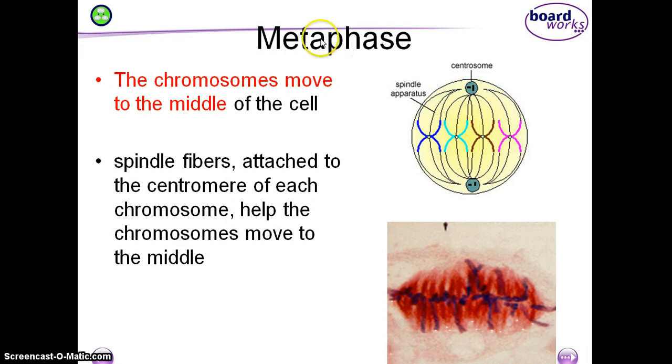Then what happens is metaphase, and the chromosomes move to the middle. So under your metaphase flap, write this and draw the picture. And you can see here all the chromosomes moved in the cell and they all lined up in the middle right here. And a way to remember this is meta starts with an M, middle starts with an M. So the chromosomes line up in the middle. And this is what it looks like in real life.